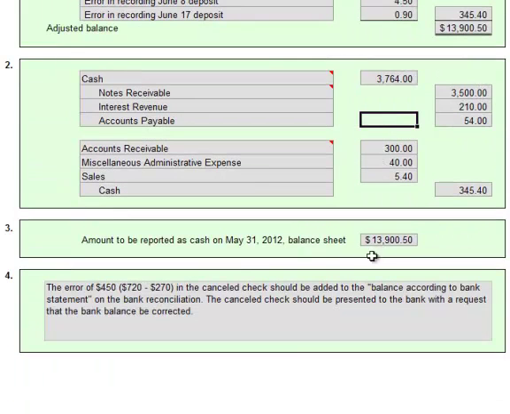The last part of the problem reads as, assume that a canceled check for $270 has been incorrectly recorded by the bank as $720. Briefly explain how the error would be included in a bank reconciliation and how it should be corrected. Well, we're saying it's the bank's error. Therefore, we're not going to make an adjustment. We're going to tell the bank that they need to make an adjustment to their records. And that difference amount would be $450.